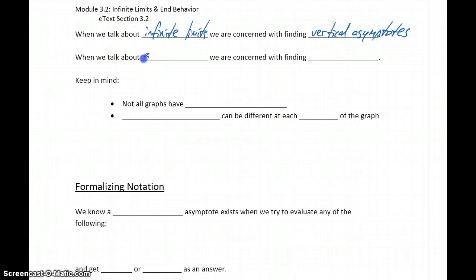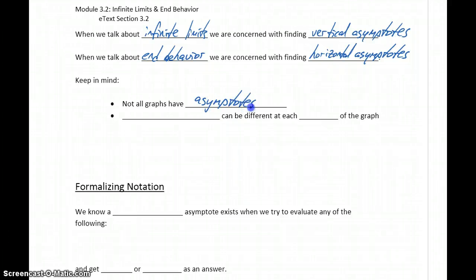When we talk about end behavior, we're concerned with finding any horizontal asymptotes. Or if there are no horizontal asymptotes, is the end behavior of our function headed off to positive infinity, negative infinity? What's happening at the extreme values for x? So a couple of things to keep in mind. Not all graphs have asymptotes. So they might not exist, they might exist.